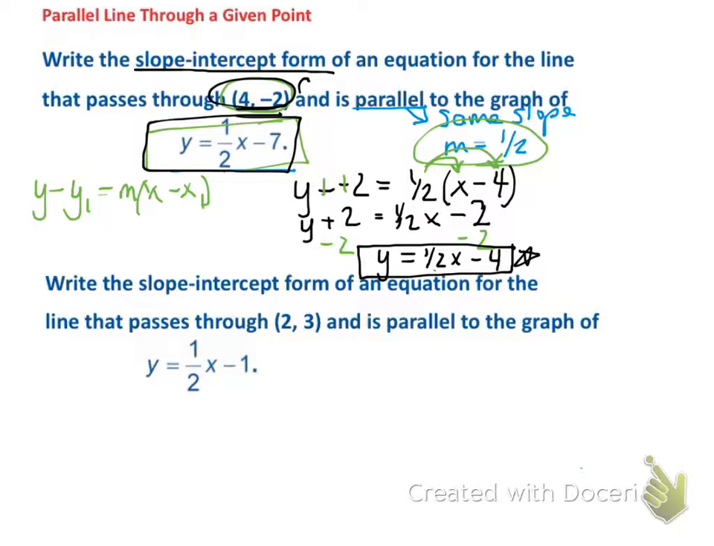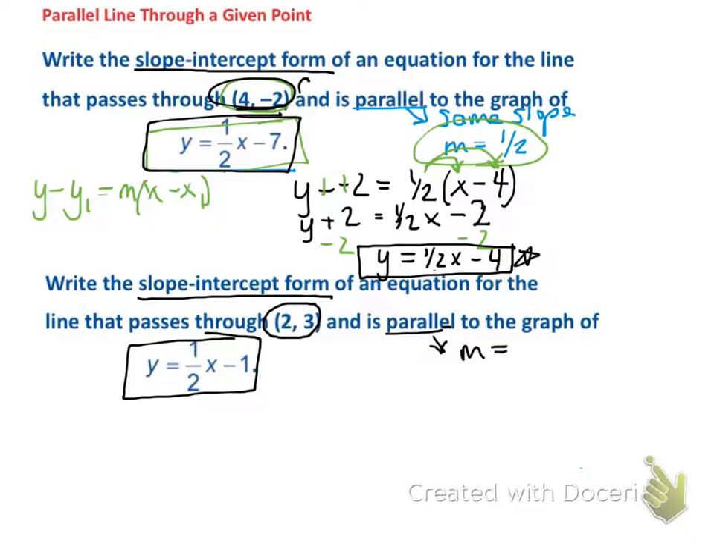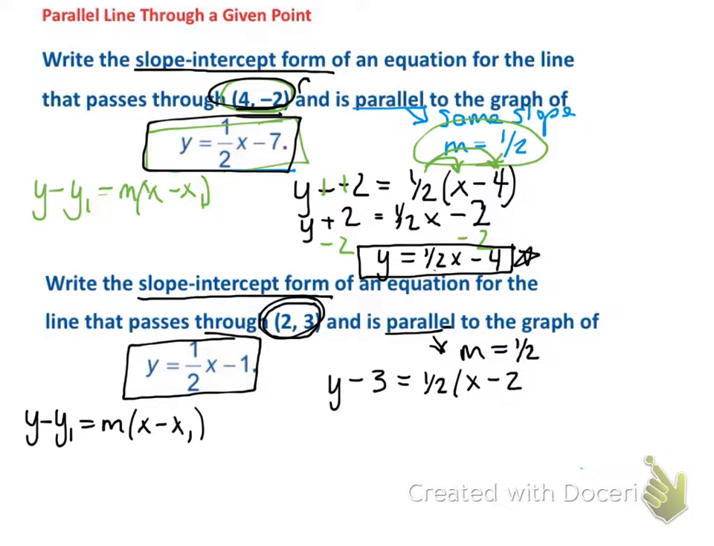Let me show you that again with this second example. We're going to write the slope-intercept form of an equation that passes through (2, 3) and is parallel to the graph of 1/2 x minus 1. So that slope is going to be the same, which is 1/2. Okay, and then we've got our point, so we're going to use point-slope form. y minus y1 equals m times x minus x1. So I'm going to write y minus 3 equals 1/2 times x minus 2.